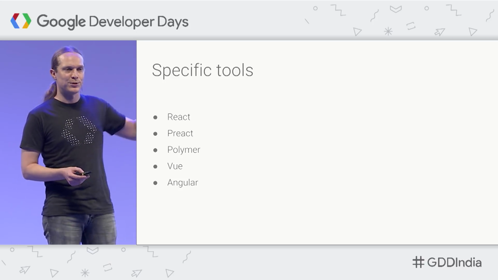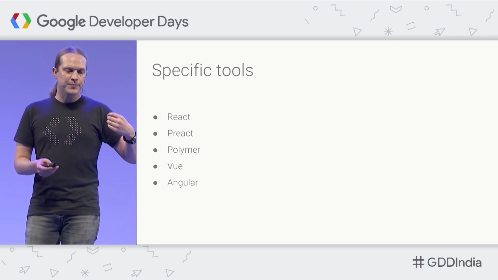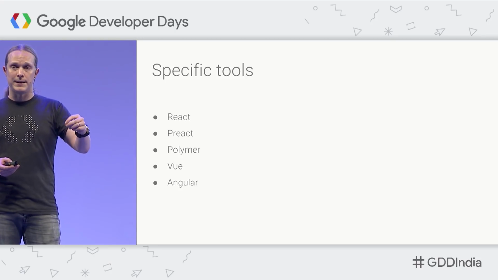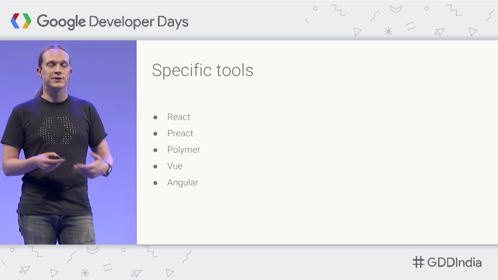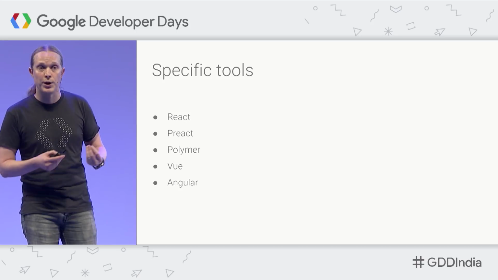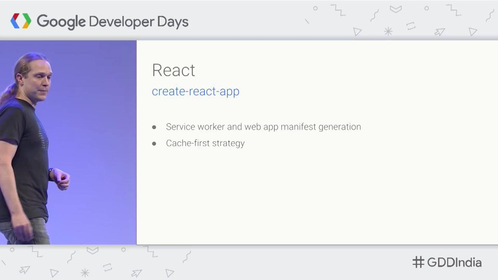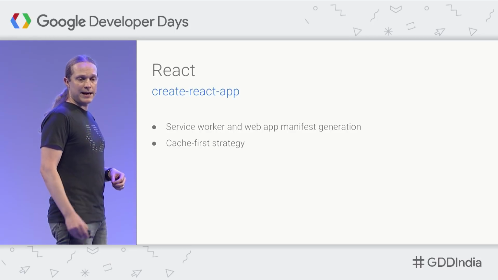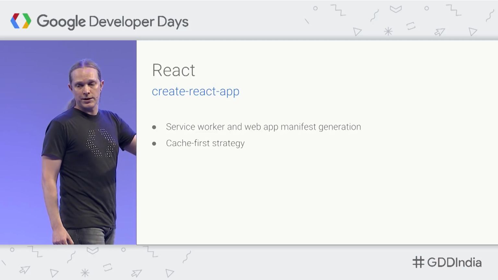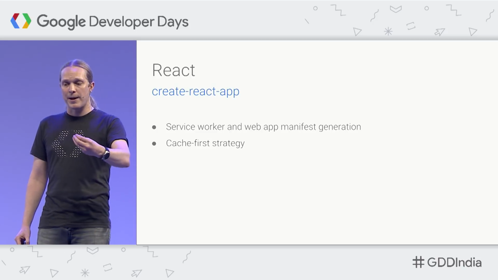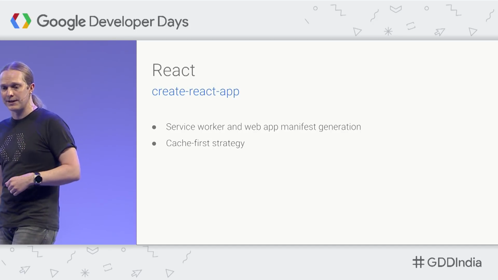But what I will do is show you examples from these 5, because what I would like to stress is how easy it is for you to just dip in and get started so that you can see how these frameworks operate, and you can start to make a more informed decision about what you would like to choose for your project. Let's start with React then. So React has create React app, and this is a command line script that is going to create a service worker for you. It's going to generate your web app manifest, and it's actually going to give you a cache-first strategy for serving your assets as well.